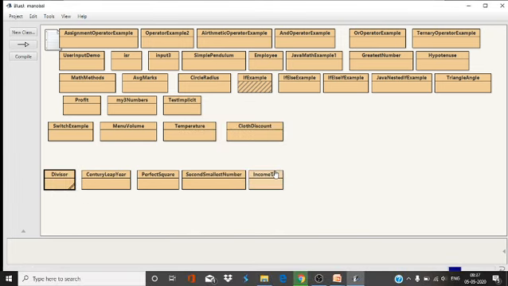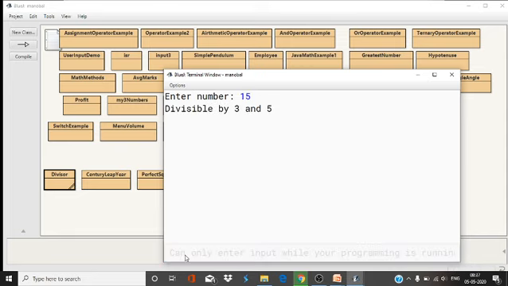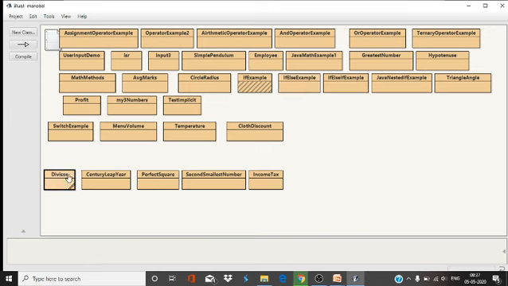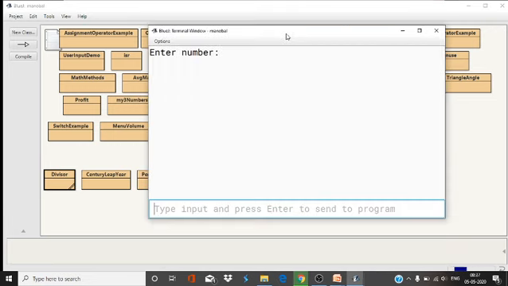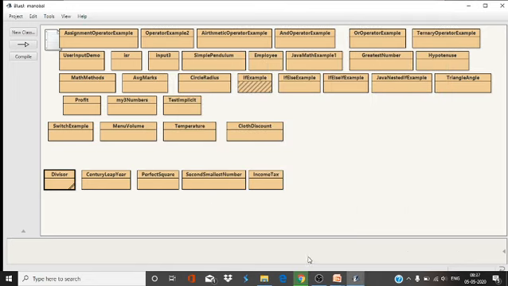Okay, let's enter any value. Suppose I enter 50. So, divisible by 3 as well as 5? Yes, divisible by 3 as well as 5. Let me compile it again. Now enter 20. So 20 is divisible by 5, not divisible by 3. Divisible by 5 but not by 3. So like that you can write the code for the particular program.